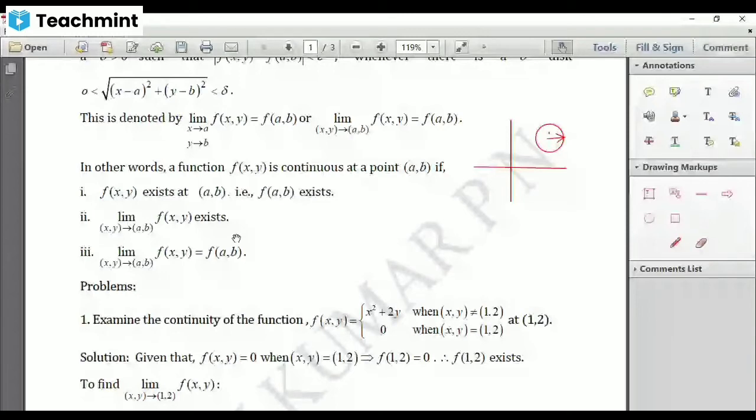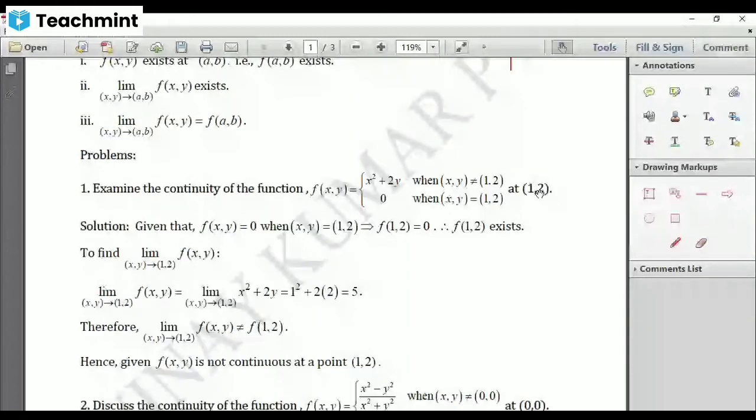Okay, let us find value of the function at that point. So when ordered pair x comma y is equal to 1 comma 2, we know that f of xy is 0. Now put x equal to 1 and y equal to 2 in this. Is there any change in the value of the function? No. Therefore, f of 1 comma 2 is 0. But 0 is also finite. Therefore, f of 1 comma 2 exists. First condition is satisfied. Now let us go for second one. Let us find limit as x comma y tends to 1 comma 2 of f of xy.